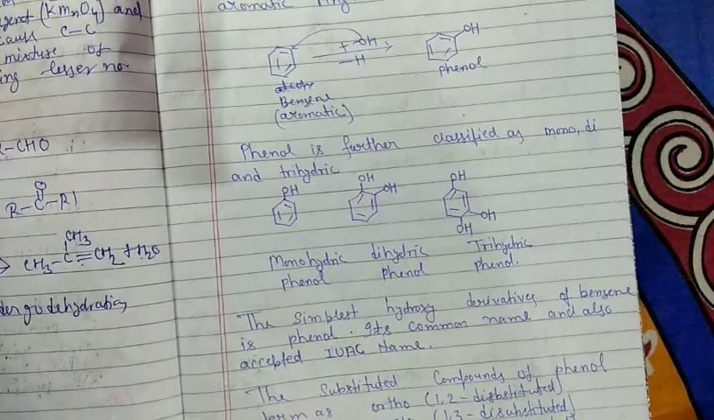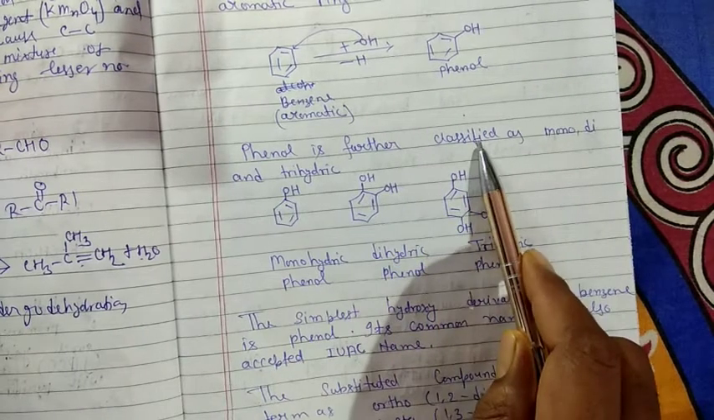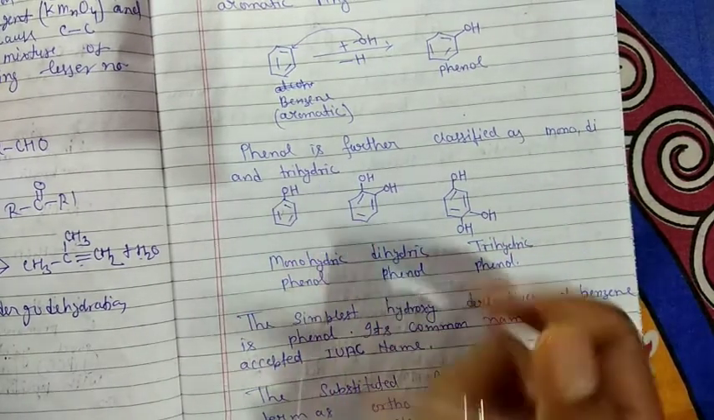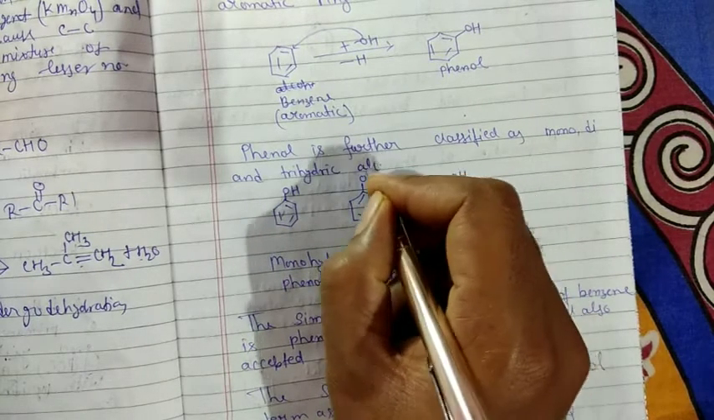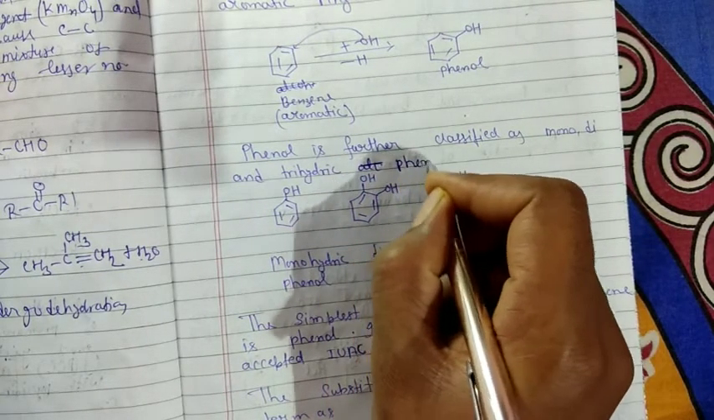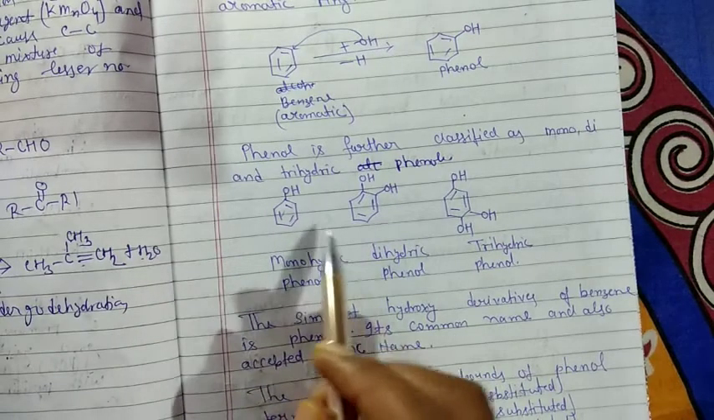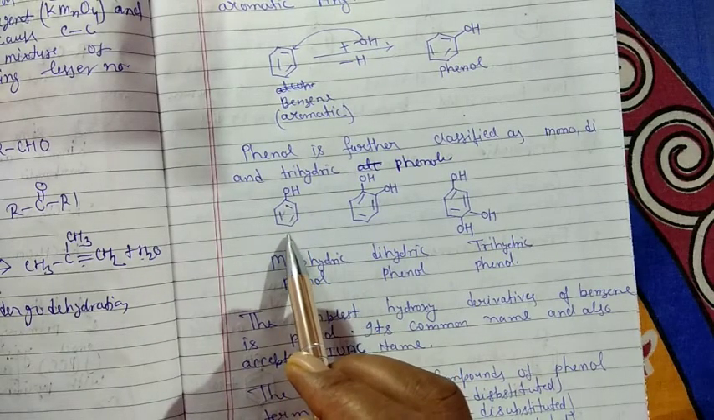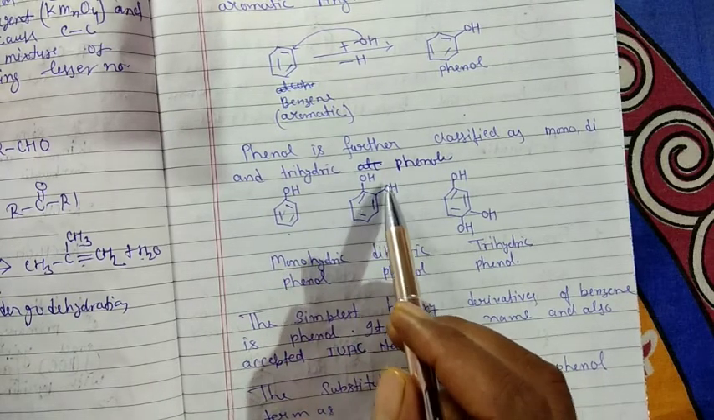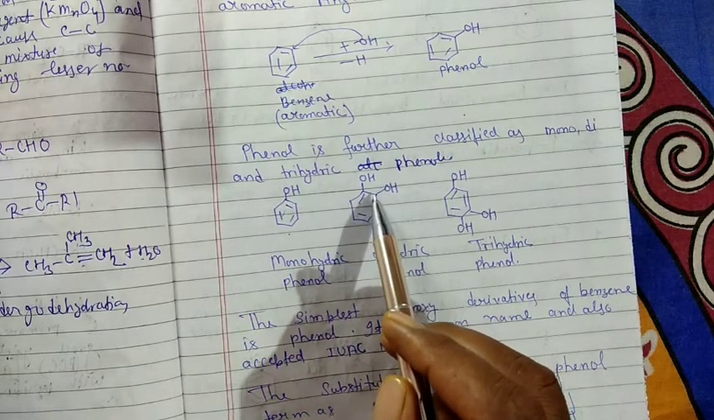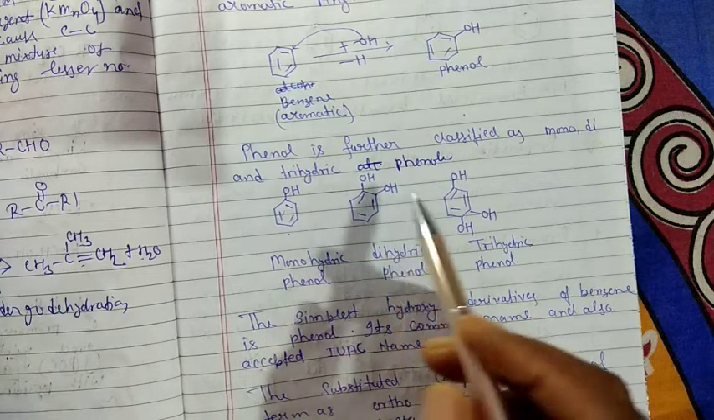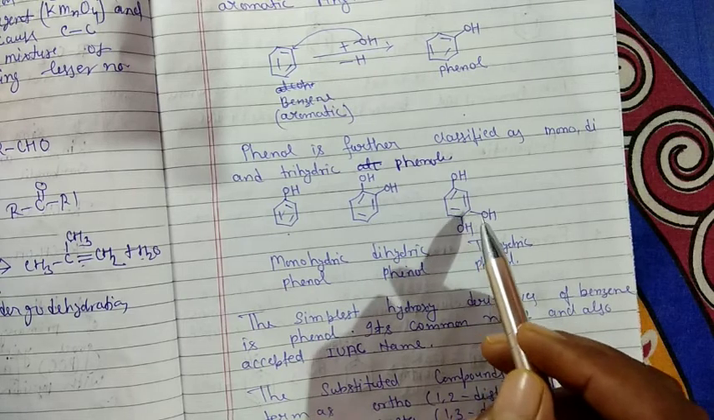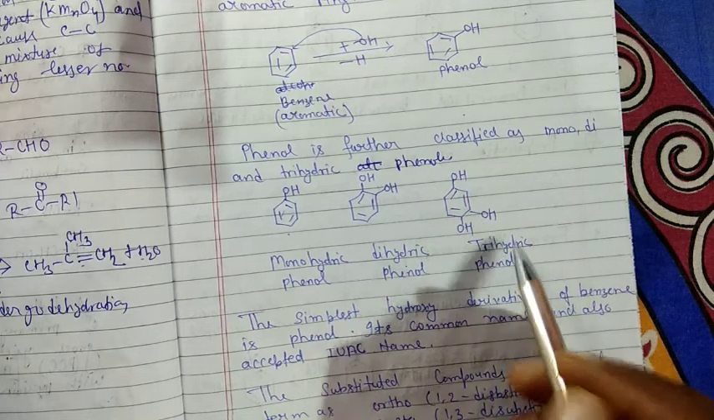Phenol is further classified as mono, di and trihydric alcohols. If one OH group is present in this ring, this is the monohydric phenol. If two OH groups are present on adjacent carbon atoms, this is the dihydric phenol. If OH groups are present on three different carbon atoms, this is the trihydric phenol.